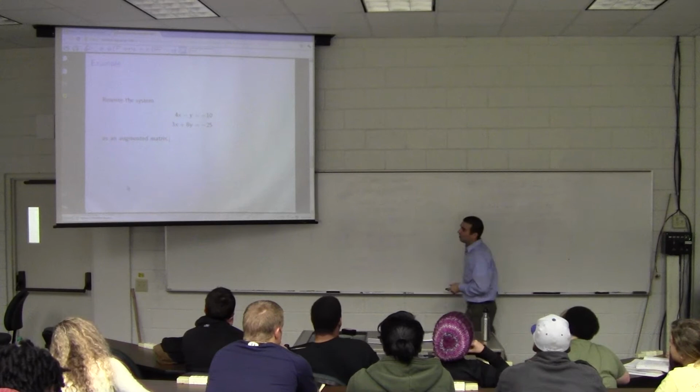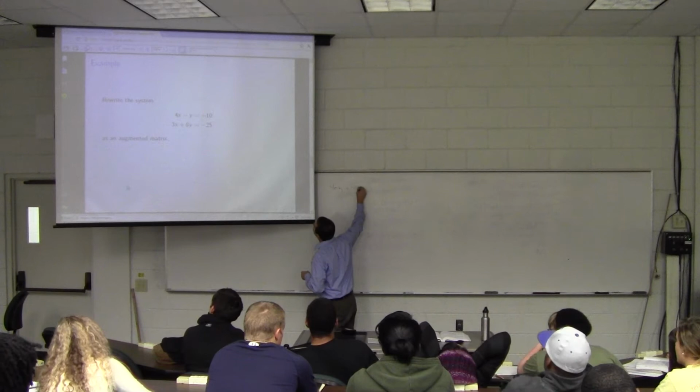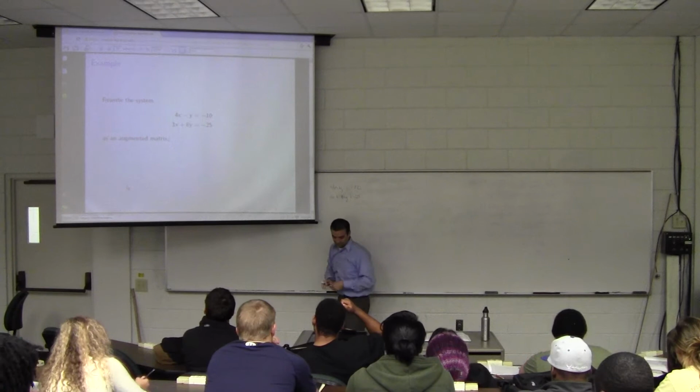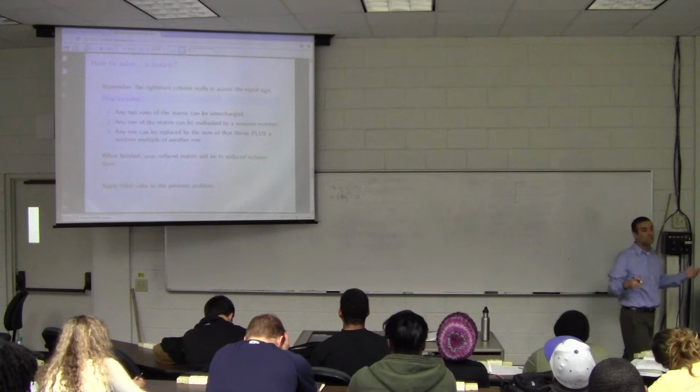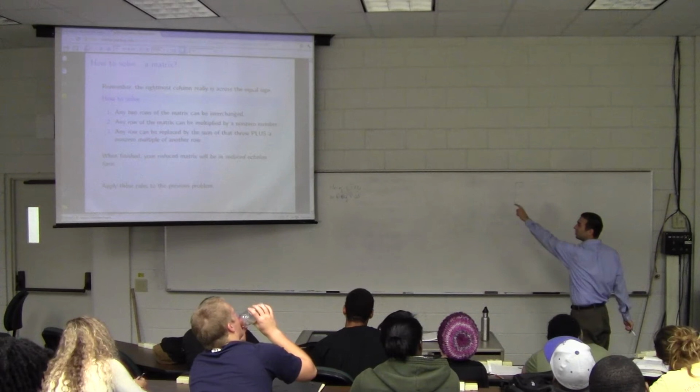All right, the system of equations is 4x minus y equals negative 10, 3x plus 8y is negative 25. Okay, now let's go back over here, hold on to those rules, and now finally over here, I'm going to write this as the augmented matrix, and we're going to do the bookkeeping for both simultaneously, okay? And you'll see that they are the exact same work. How do I transition that to an augmented matrix?